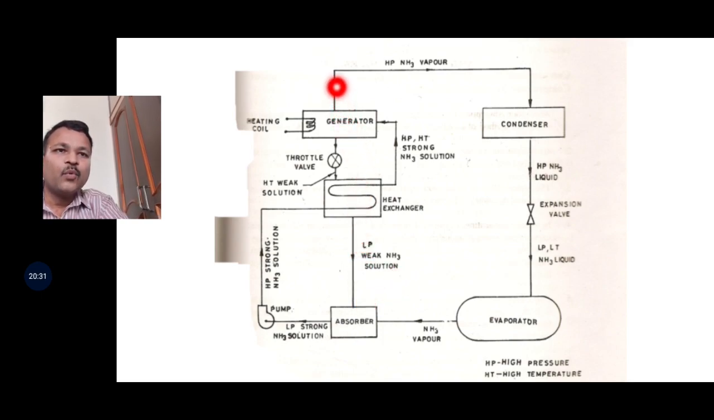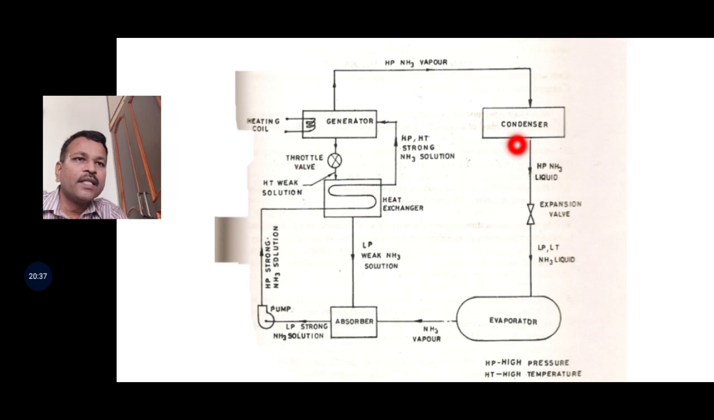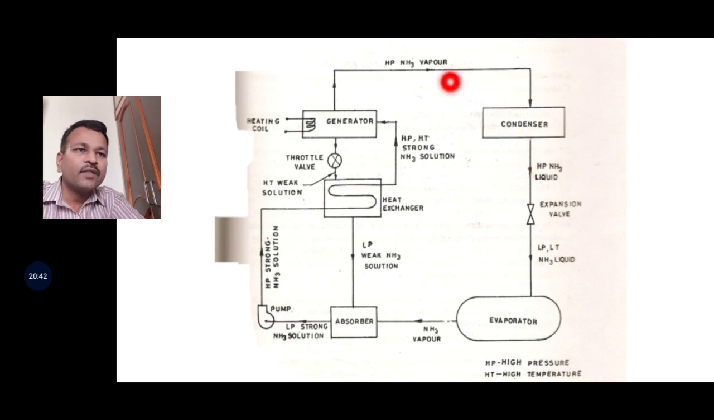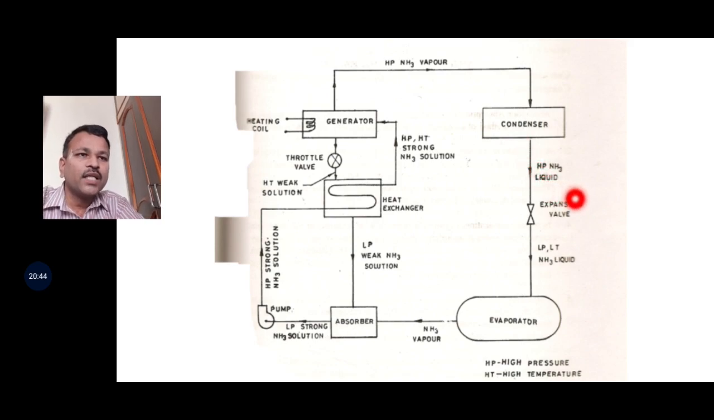From there, this high pressure ammonia vapor will go to the condenser. In the condenser, condensation takes place, that is, vapor is converted into liquid, high pressure ammonia liquid. So again it goes to the expansion valve.